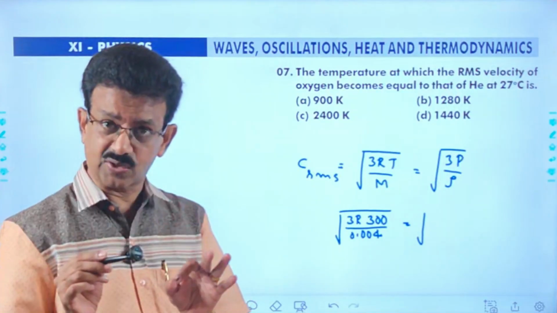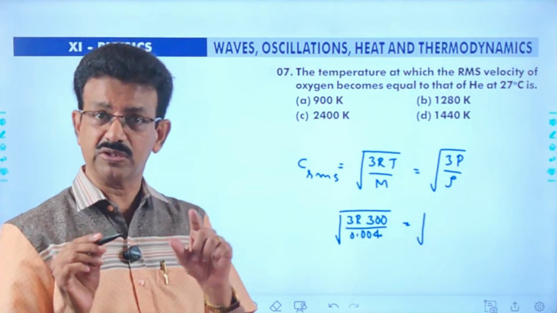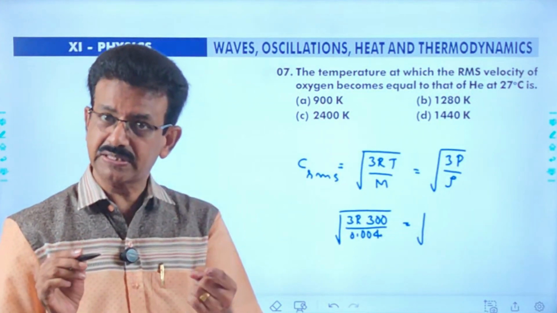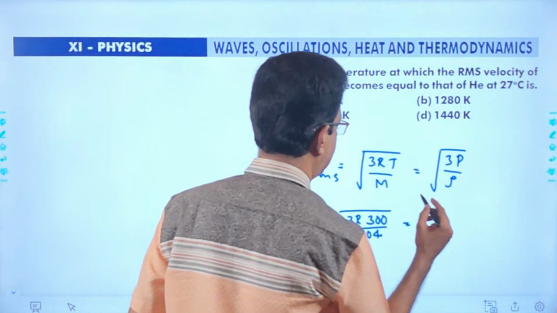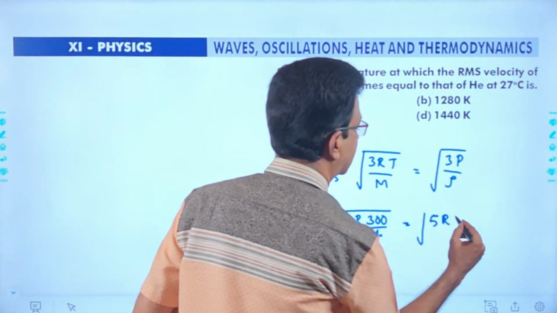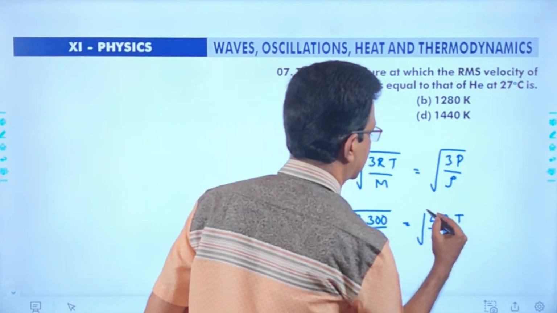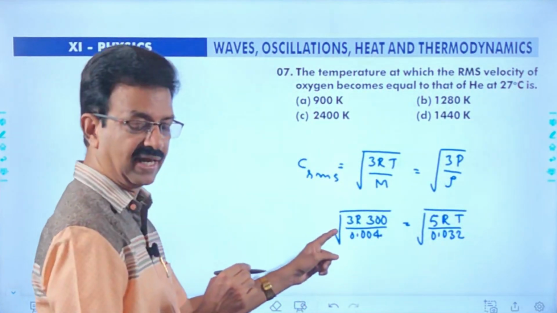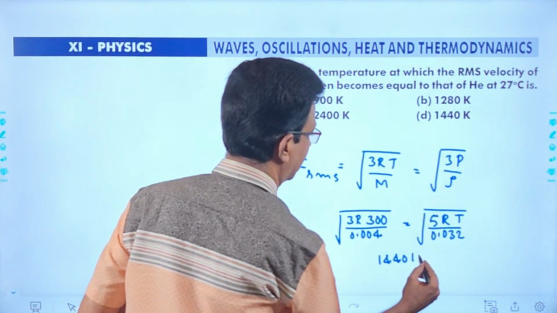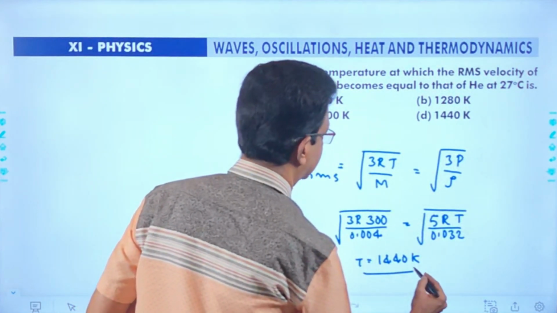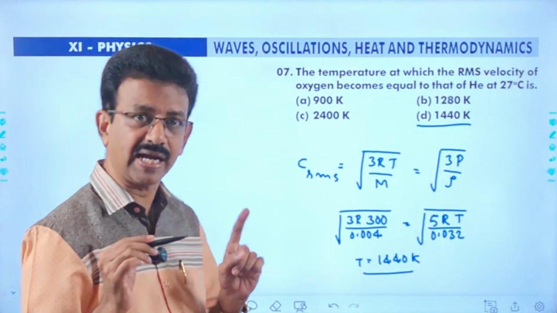Oxygen is a diatomic gas. It has 5 degrees of freedom. Therefore, the expression for the RMS velocity becomes root of 5RT by M, and the expression for the kinetic energy becomes 5 by 2 RT. Here, root of 5R, temperature is unknown, and instead of molecular mass, 0.032 gram. Now, solving, we get the result as capital T equal to 1440 Kelvin. Therefore, the correct answer is D choice, 1440 Kelvin.